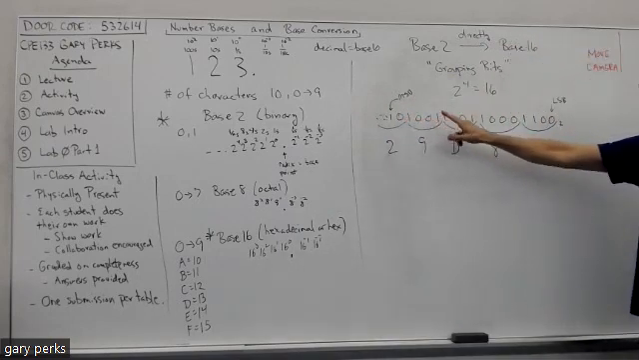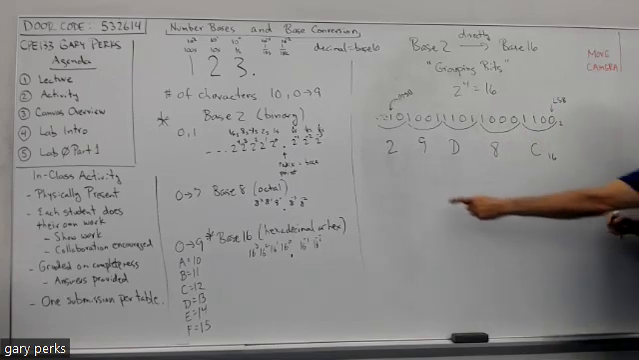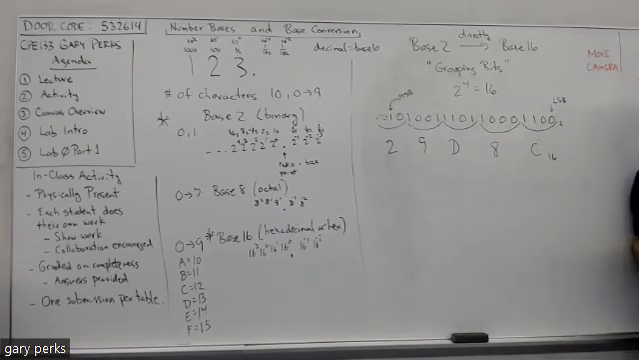So 1, 0, 1, 0, 0, 1, 1, 1, 0, 1, 1, 0, 0, 0, 1, 1, 0, 0 in base 2 is equal to 29D8C in hexadecimal. You see, I didn't go through base 10. I just went directly from binary base 2 to hexadecimal base 16.